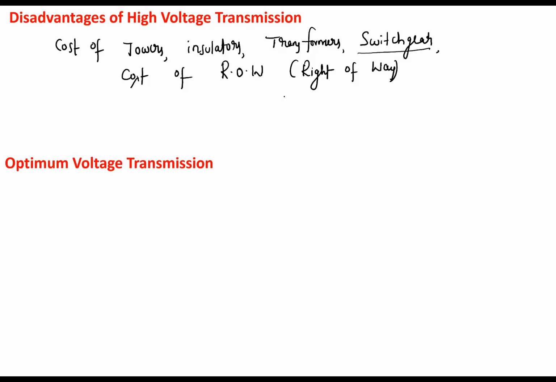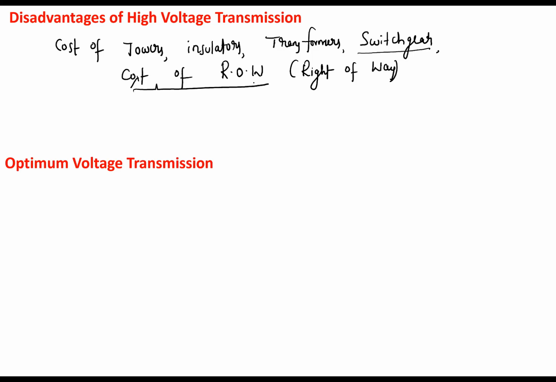We cannot keep our towers in the air. Nobody wants the towers in their area. So what will we do? We'll pay some rent, some charge for facilitating the placing of our tower. That is called the cost of ROW.